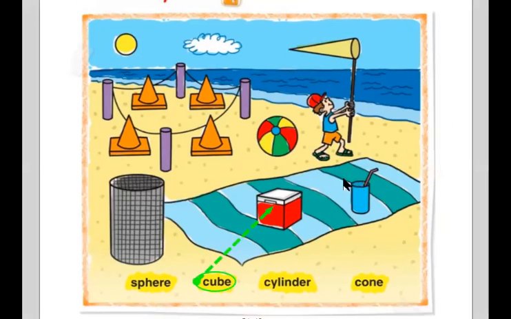This is a cube. A cube has 1, 2, 3, 4, 5, 6 sides or 6 faces. And it has 8 vertices. 1, 2, 3, 4, and then 4 in the bottom. 1, 2, 3, 4. All right, K5.